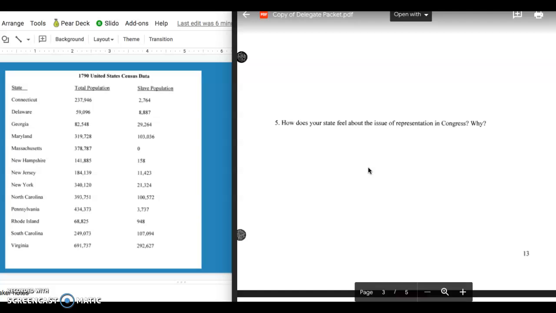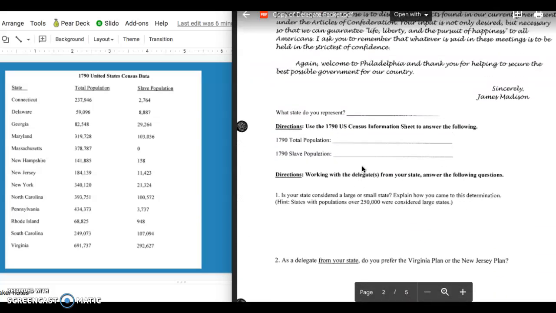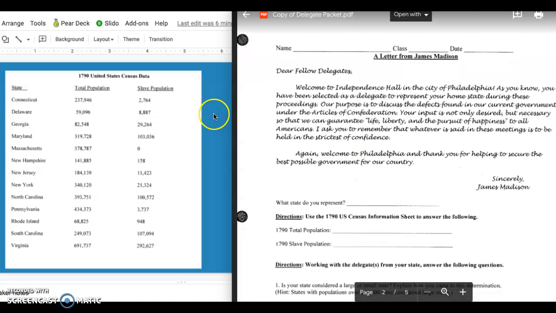Do you want it to be based on population, or does the state that you're representing want it to be equal representation for all? So spend a few minutes with your partner using the census data information to fill out the handout that you were given in class.